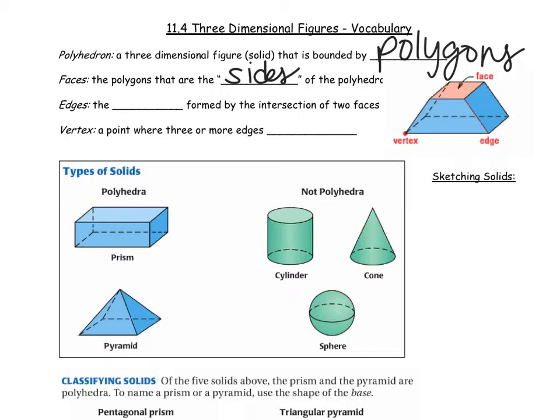The edges are the line segments, I'll just say segment, formed by the intersection of two faces. And then the vertex is a point where three or more edges meet. So there's not just one of these on each solid, there's obviously more than one. But if you look at that picture to the right, you see several.